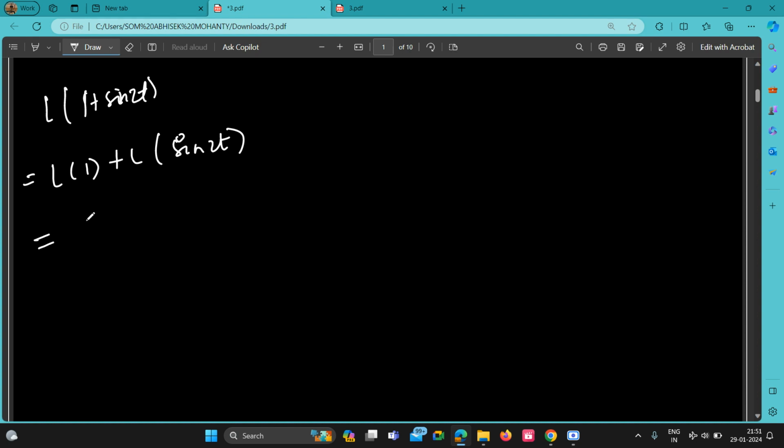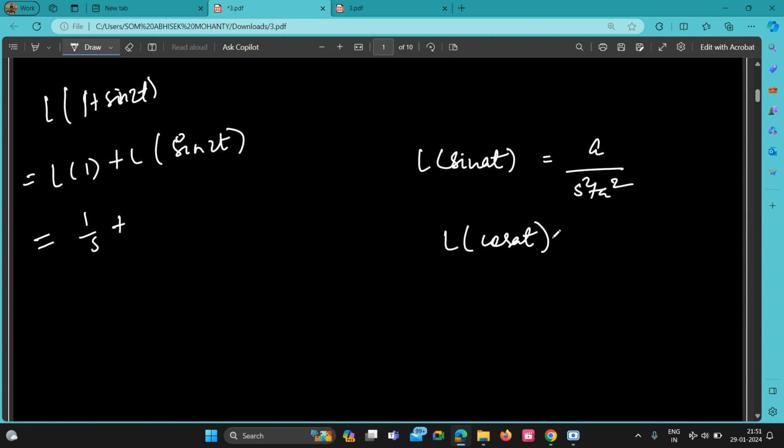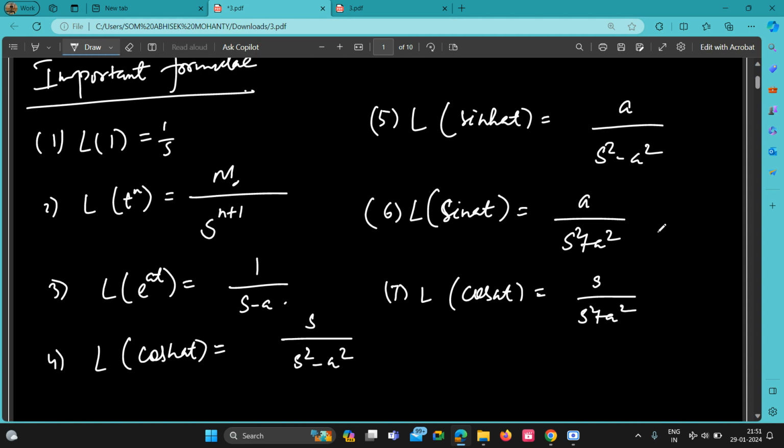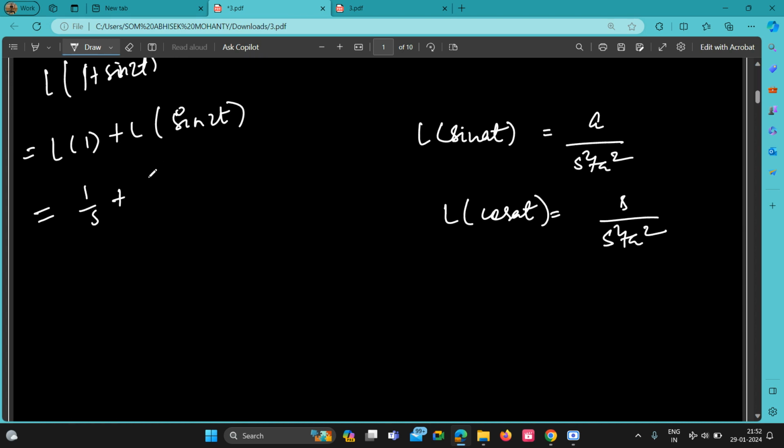Just one example. Laplace of 1 plus sin 2t is Laplace of 1 plus Laplace of sin 2t. Laplace of 1 is 1 by s, plus sin 2t is how much? Laplace of sin at is a by s square plus a square. Laplace of cos at is s by s square plus a square. So it is 2 by s square plus 4.